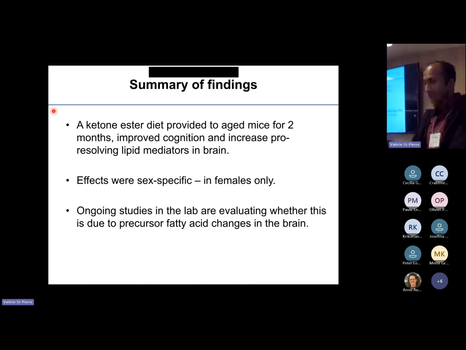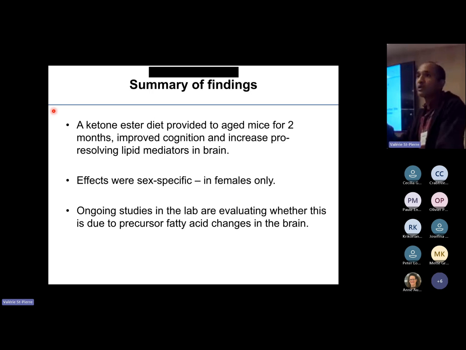The summary for this study is that the effects were sex-specific. We found an improvement in cognition in females that corresponded to an increase in pro-resolving lipid mediators. And we're trying to see now if this is due to precursor fatty acid changes in the brain or structural changes, so myelin and other phospholipids.